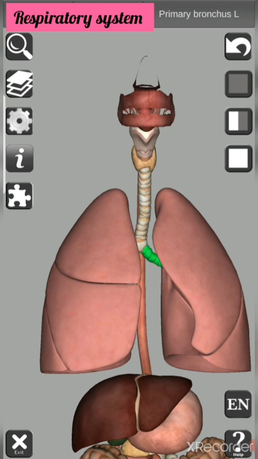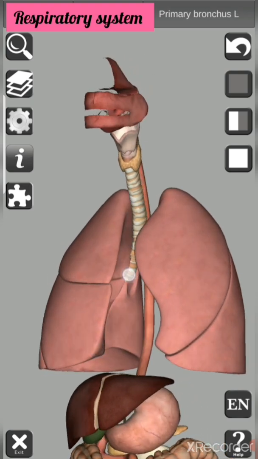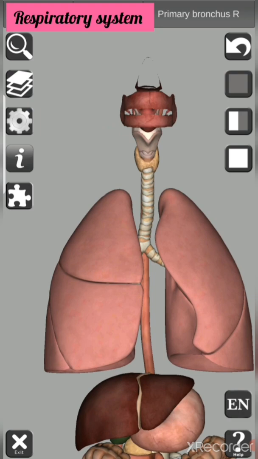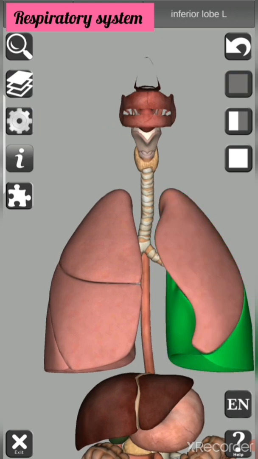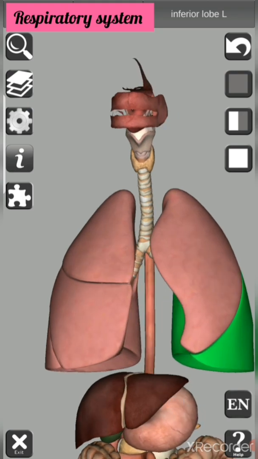One bronchus will enter the left side lung, and another bronchus will enter our second lung, the right side lung. Here are the two lungs which are situated. One lung has two lobes, and the other lung has three lobes. Now why does the left side lung have two lobes?